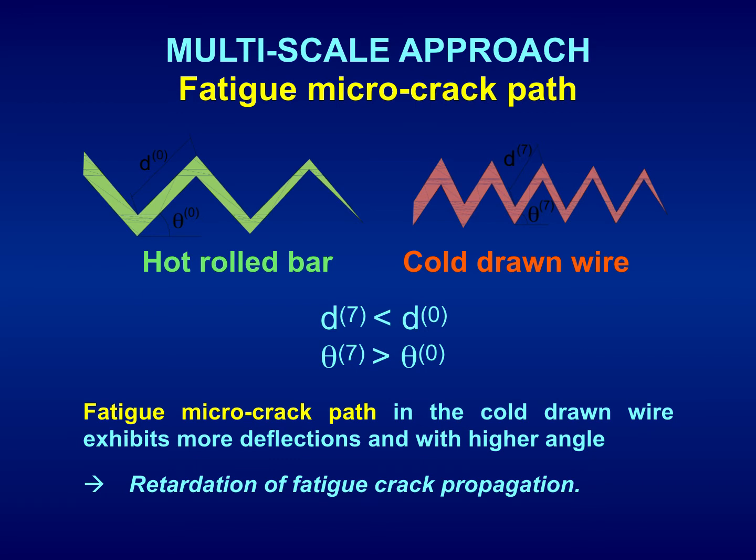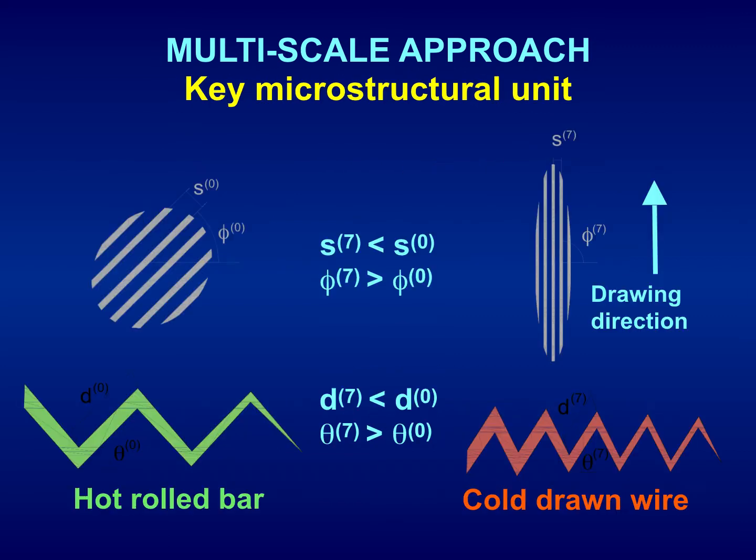The micro deflection length decreases with cold drawing, but the micro deflection angle increases with the same cold drawing. Then D7 is smaller than D0, but theta 7 is greater, higher than theta 0. Then the fatigue microcrack path in the cold-drawn wire exhibits more deflections and with higher angle. As a consequence, we do have a retardation of fatigue crack propagation.